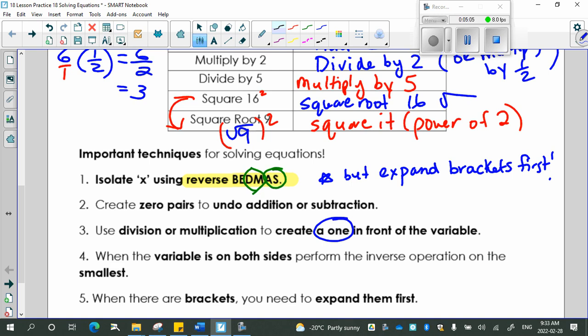When the variable is on both sides, so you have a 3x on one side and a 2x on the other, perform the inverse operation on the smallest one. That way you'll have a positive number of x's on the other side instead of a negative number, and it's always easier to deal with positives. When there are brackets, you need to expand them first. We already talked about them. So those are important techniques, and we'll just stop there.